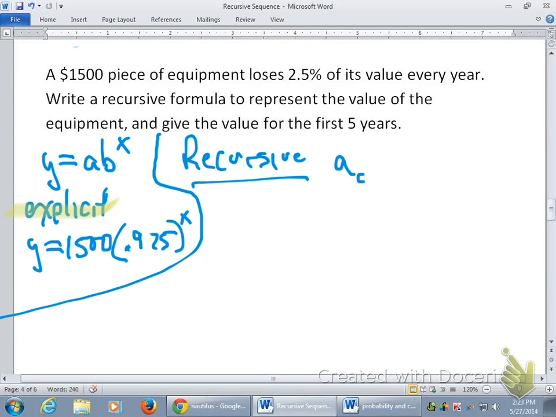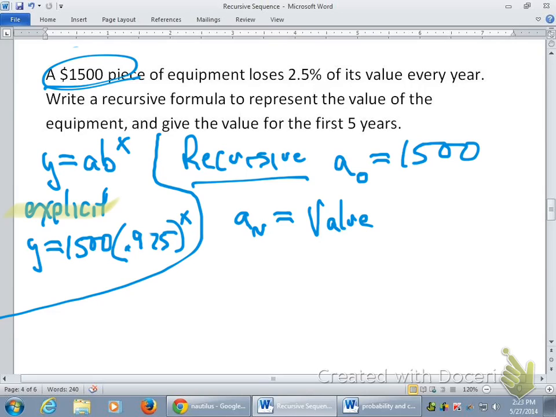So we know that A sub 0 is going to be our initial amount. That's 1,500. So we are good with that. But now we've got to be able to write this out. So A sub n, or the value after n times, is going to be, well, how do I do this? This piece of equipment is going to lose 2.5% of its value. So how do I find 2.5% of its value? I'm going to take the value and subtract 2.5% of the value, right?